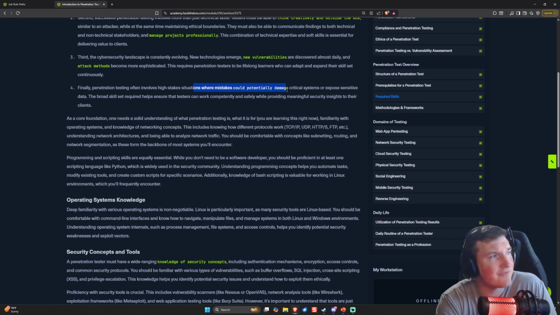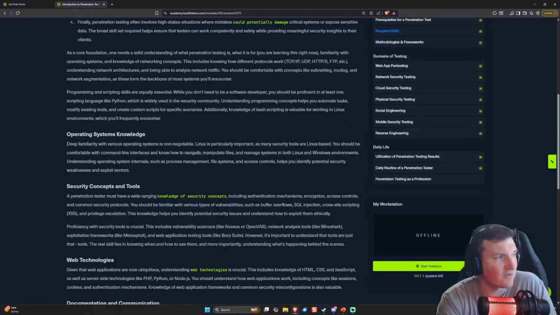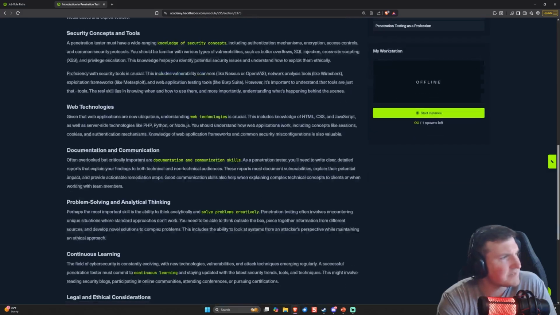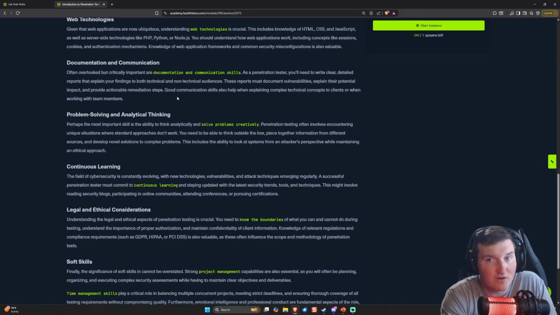And then you have to know what could potentially damage something. So that's why you ask the right questions at the right times. Know the operating systems, know security concepts, right? Including authentication mechanisms, encryption, access control, security protocols, blah, blah. You obviously need to know vulnerabilities, web technologies, right? You have to know HTML, CSS, JavaScript. You have to at least know them, right? You have to know what's going on, or else you have a chance of breaking something and not even knowing that you did it, right?